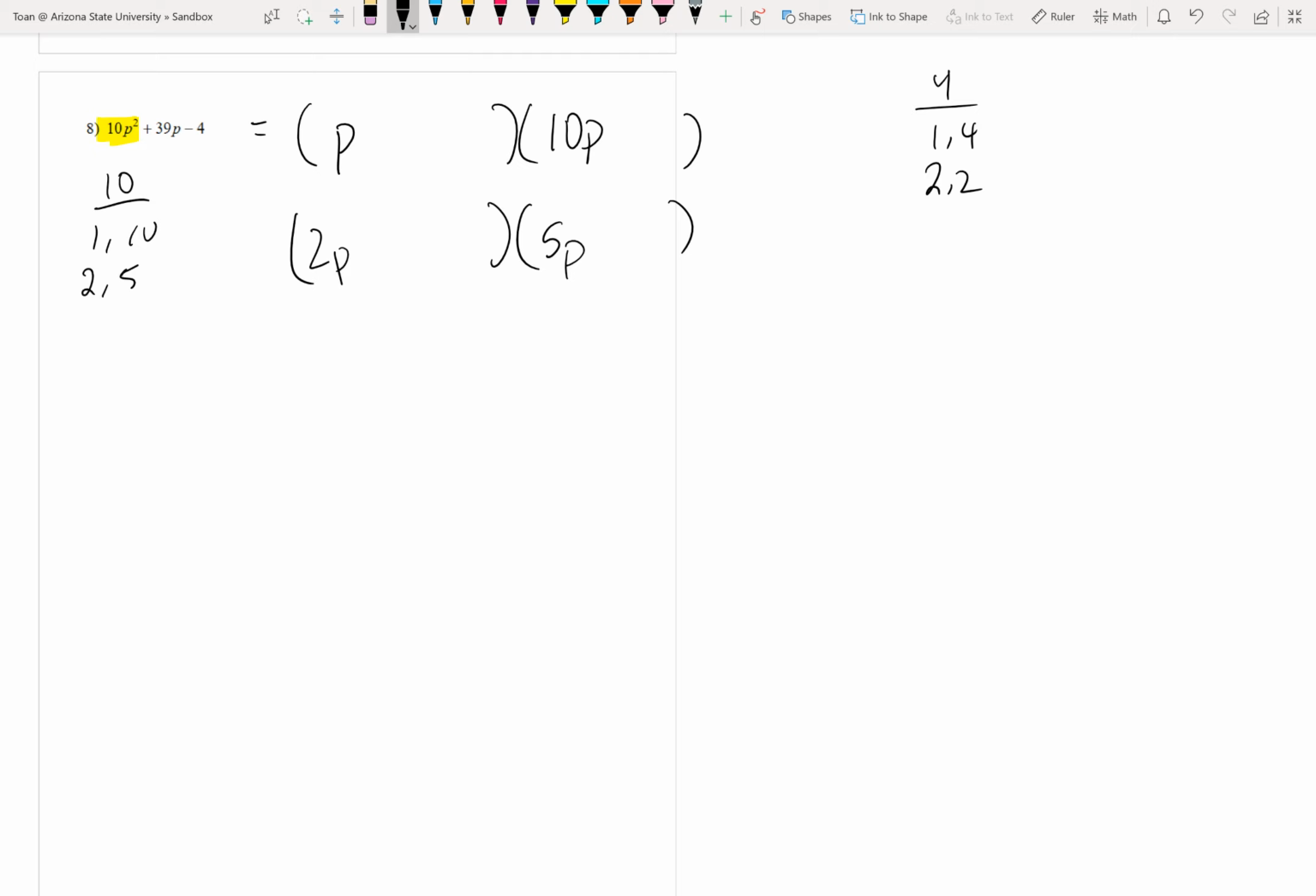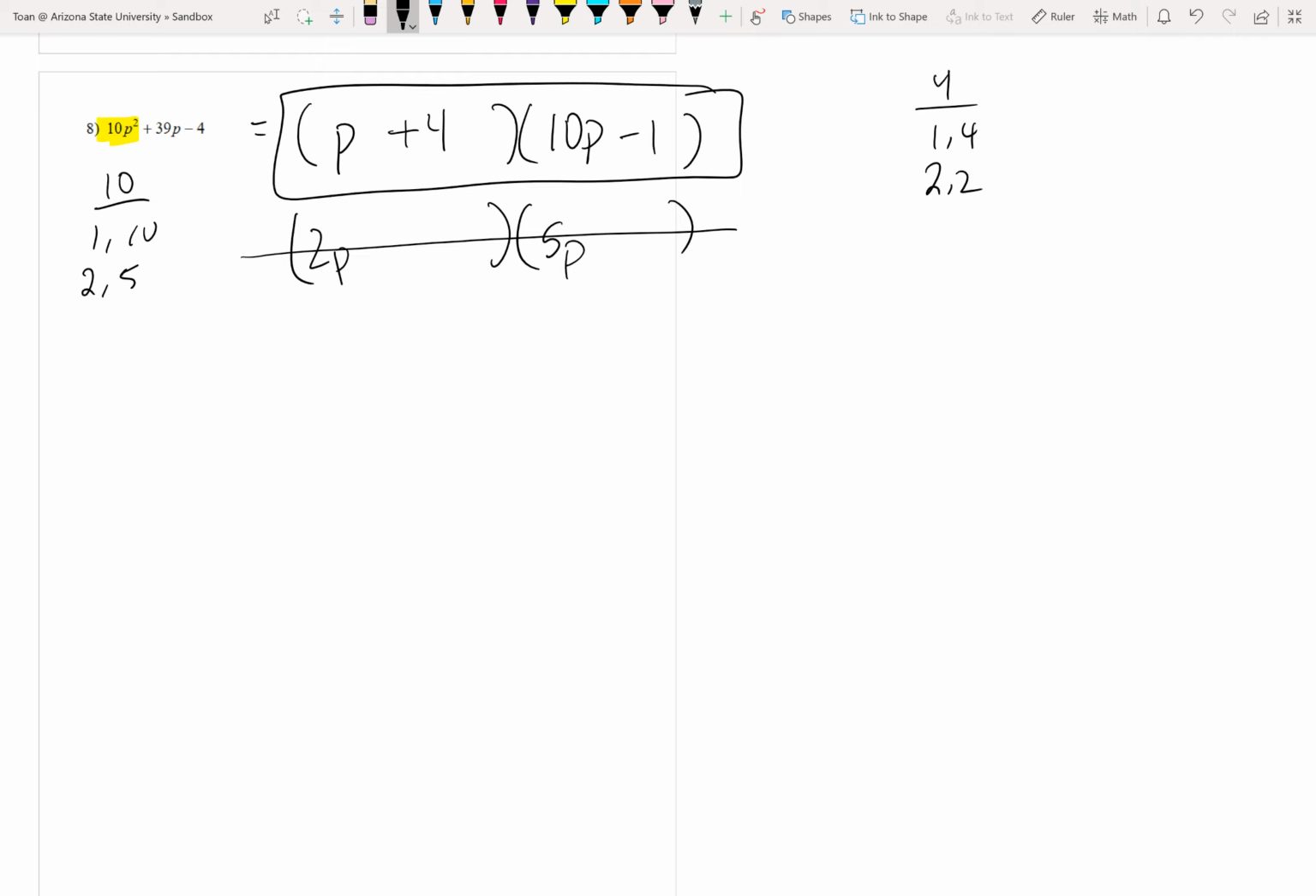So I'm not going to show all the work. I hope you guys get the idea. You can practice it on your own. For this question, I'm just going to go straight to the answer. But if you guess and check, it turns out it's not this way. It's going to be p plus 4 and 10p minus 1. So I'm letting you guys practice this one on your own if you don't get it.